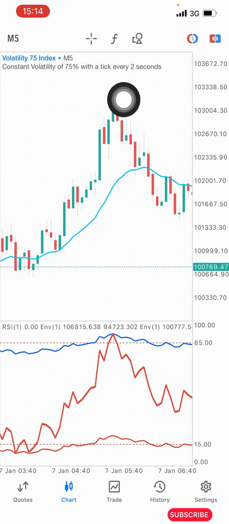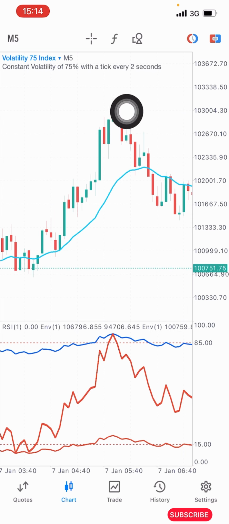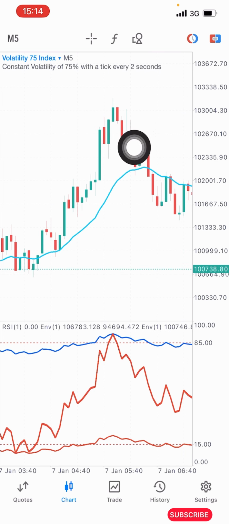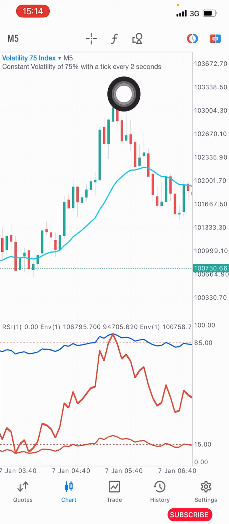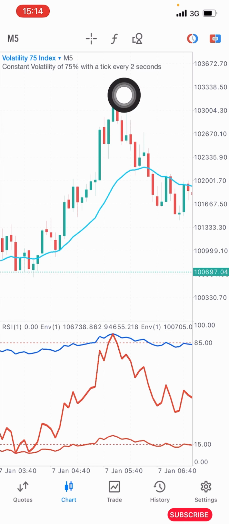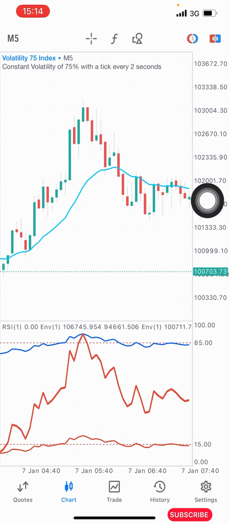This is what we call a shooting star, a falling star. It's called many names, but what I want you guys to know is to take note of this kind of candlestick pattern. Any candlestick you see with a long tail and a head is a very good and powerful candlestick to take note of. After you saw this candlestick, you can see that price started reversing from that area.